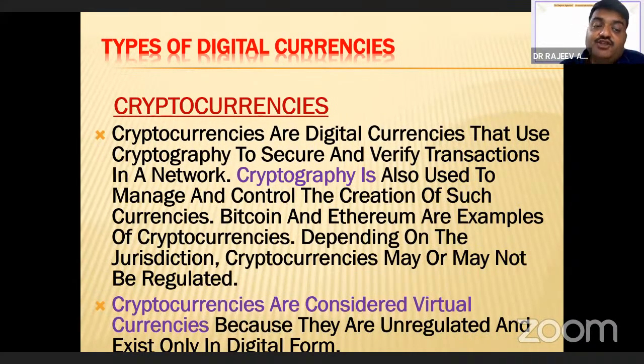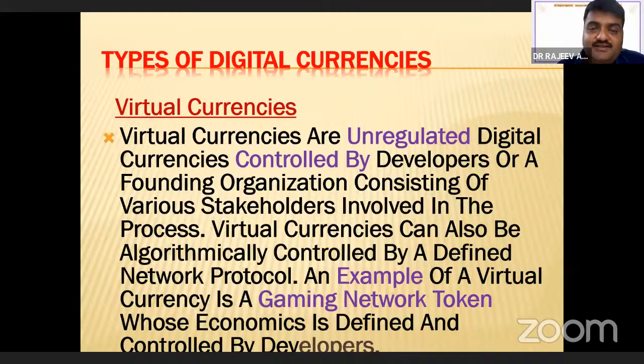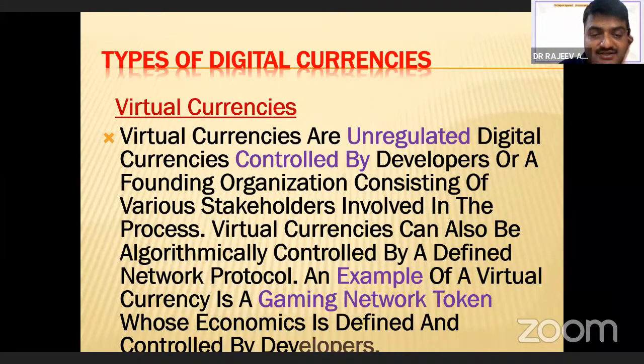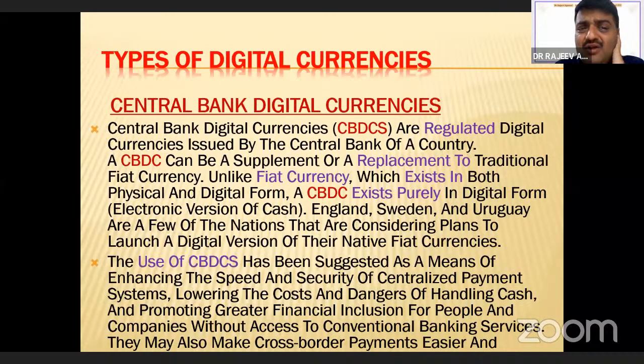Cryptocurrencies are considered virtual currencies, as I told earlier also, because they are unregulated and exist only in the digital form. So they are also a digital currency. Virtual currencies are unregulated digital currencies controlled by developers or a founding organization, and they can be used in gaming networks. Many times, online gaming uses this virtual currency so that they can get away from the government for the taxation. Now, something new that has come up is central bank digital currencies.